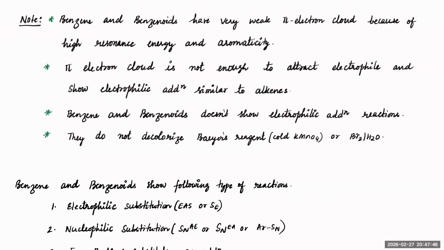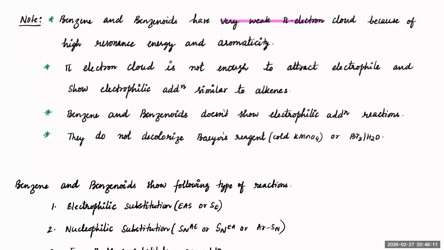What are factors you need to remember about benzene? Benzene and benzenoid have a very weak pi electron cloud because of high resonance energy and aromaticity. The term weak pi electron cloud refers to the availability of the pi cloud. This pi bond is not as easily available as that of alkenes.